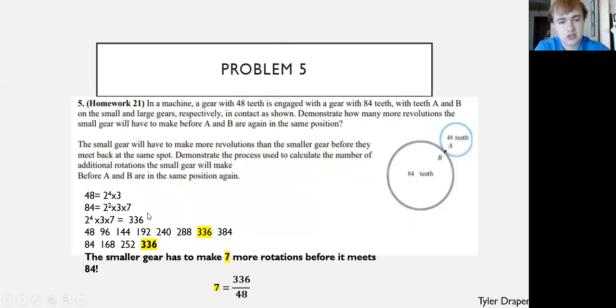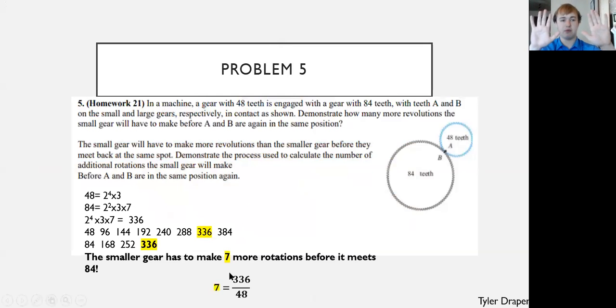Prime factorization. Shortcuts and simple methods will save lots of time. Now, once we find that 336 is the least common multiple, we need to divide it by 48 because we are trying to determine how many times 48 goes into that. We see that 48 goes into 336 7 times.